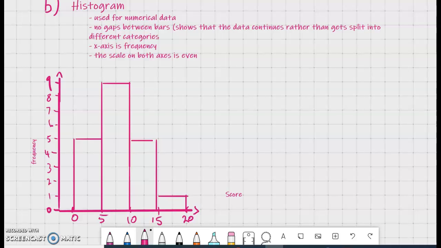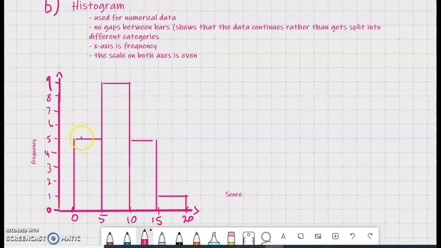So you can see I've got 4 bars, just like I had 4 sections in the table before. Notice how the bars line up. I've left no gaps because we're continuing on. We're not skipping between 4 and 5. It ends at 4 and starts straight away at 5. There should be no gap, just as there isn't in a number.